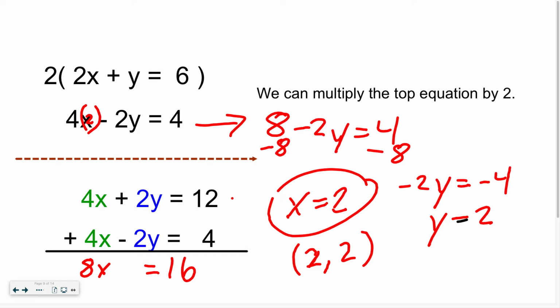Now there may also be scenarios where you need to do something to both equations. And we'll look at an example of that later, but remember the goal is you're going from 2 variables to 1 variable by eliminating a variable. That's why it's called elimination.